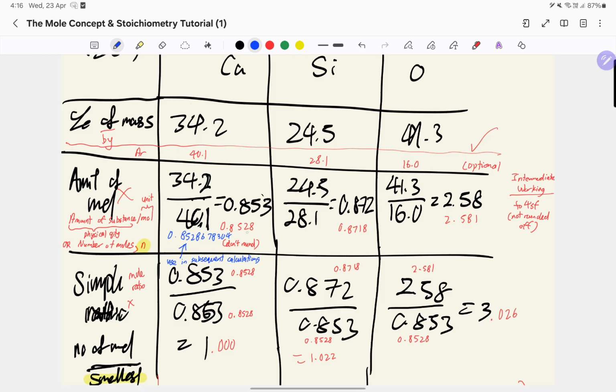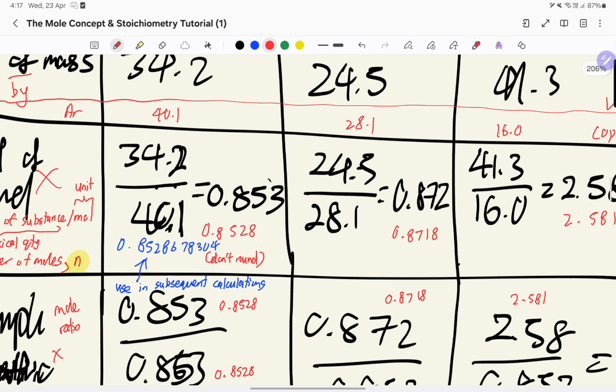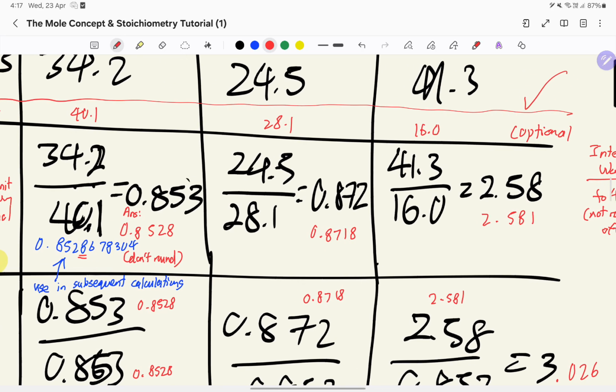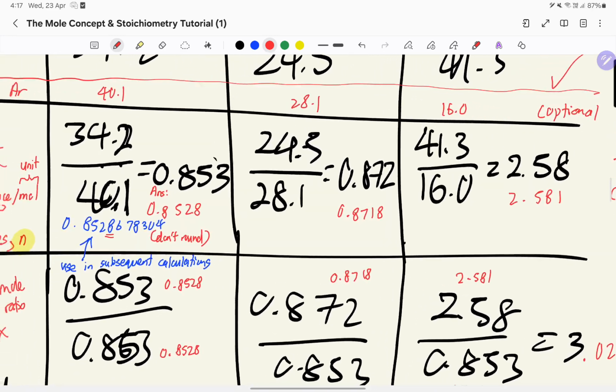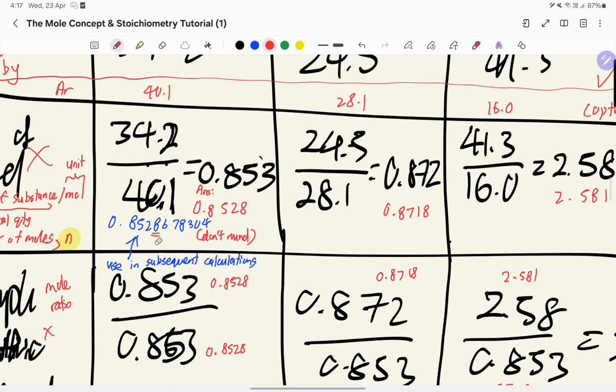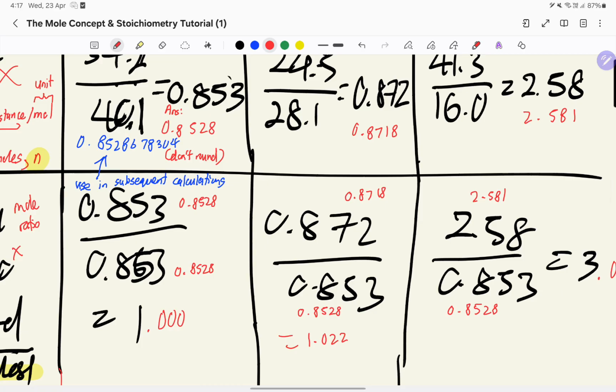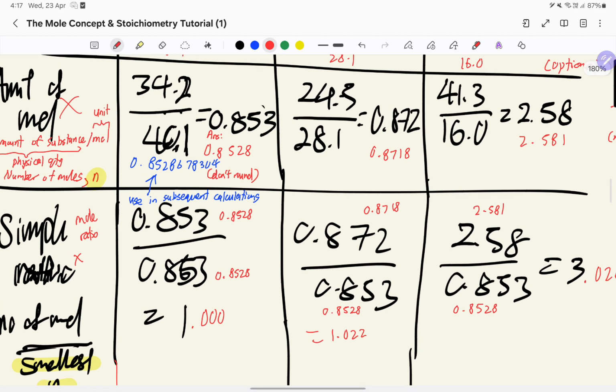Right, so over here you see that the answer I have written down in red is 4SF, but I didn't round this 8 up. So make sure you don't round up the intermediate workings, just leave it as 4SF untruncated, not rounded off. For the blue working that I have written down, this is a calculator value, right? You need to use them in subsequent calculations.